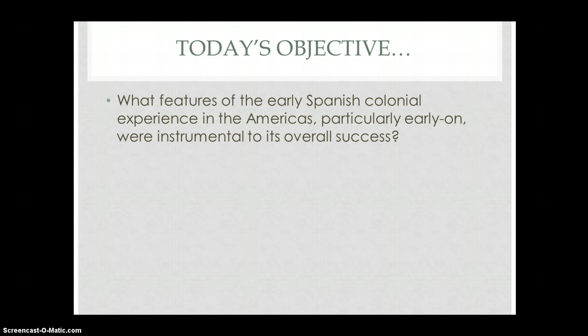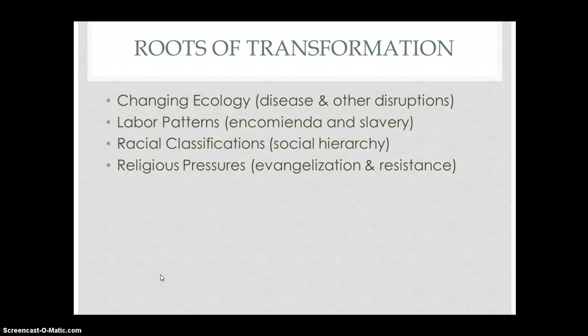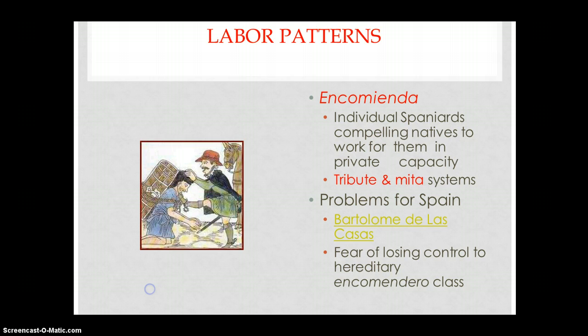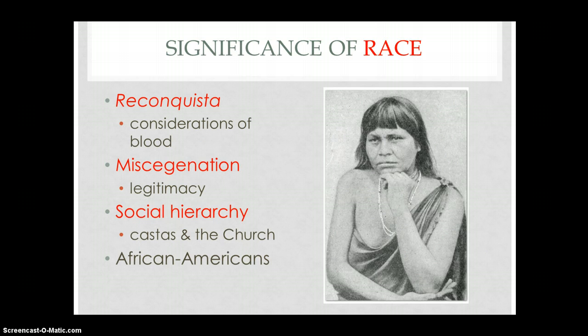And so we're focusing on four things. I've started with the objective just to sort of refresh us so you can get that down. And these are our four things. We talked about the first two in class, the changing ecology, disease, and also the larger patterns of how things that were existent in the Eastern Hemisphere or the Old World were brought to the New World and vice versa, but much of the change is going to come from things brought from the Old World to the New World. And then we also discussed labor patterns, and particularly the institution of encomienda. And today we're going to be looking at the significance of race.